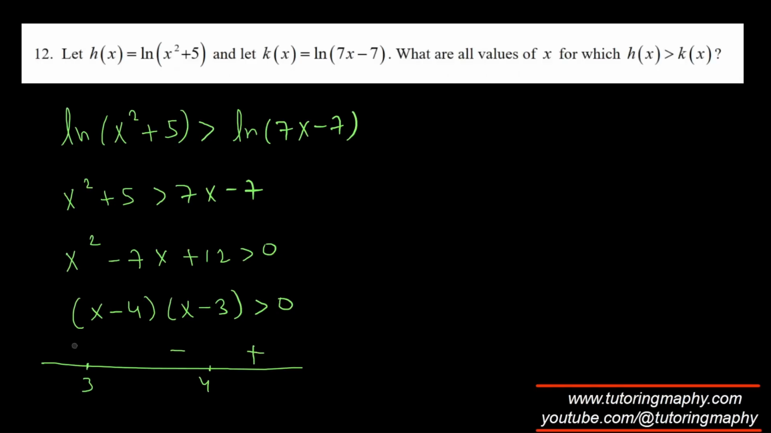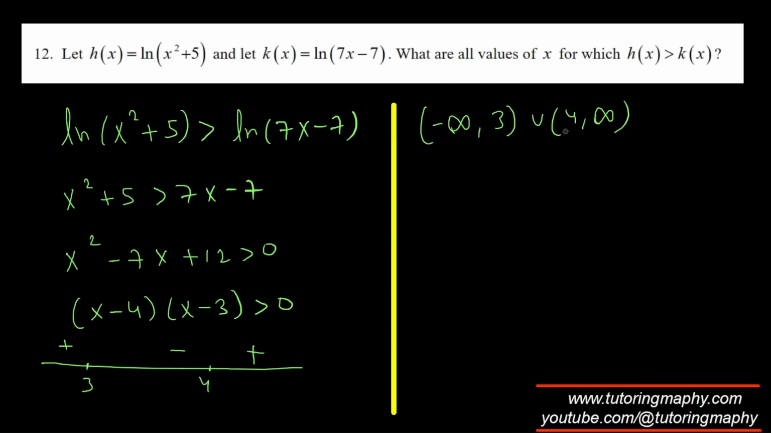3, 4, plus minus plus, right? I hope it makes sense. So our solution from here is going to be negative infinity to 3 union 4 to infinity. But I cannot trust this answer because I need to ask the logs when are they happy. So x squared plus 5 should be greater than 0.